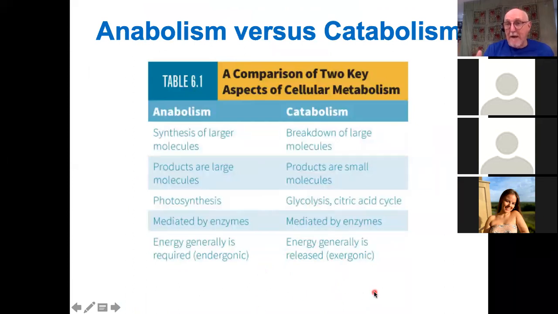Okay, this is just a comparison of the two processes of anabolism and catabolism. Remember how strongly they are linked to one another. Anabolism, synthesis. Catabolism, breakdown. The ultimate products of anabolism are usually large molecules of one sort or another. Catabolism breaks large molecules into smaller, simpler components, very often taking a polymer and breaking it into its monomers.